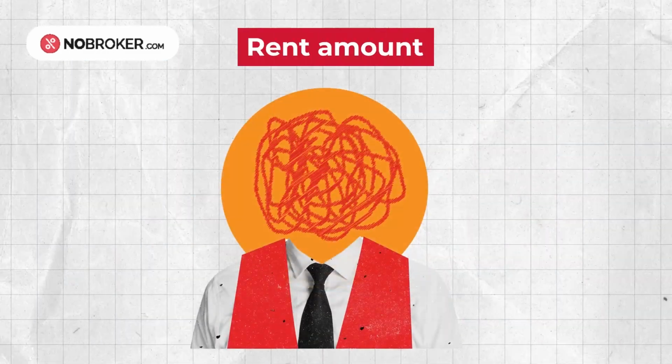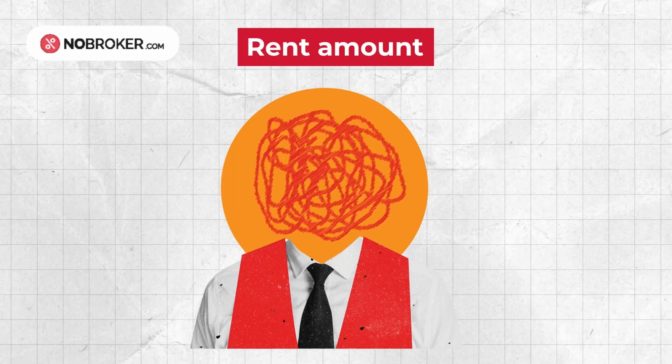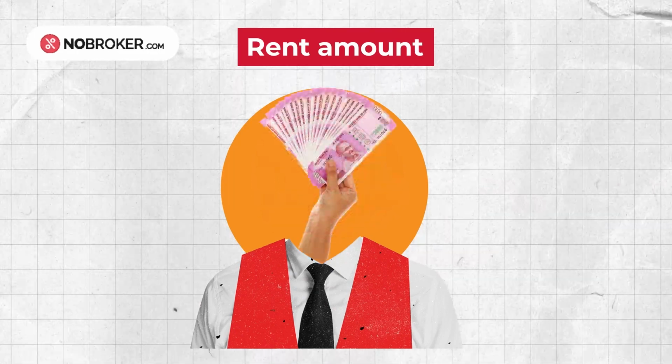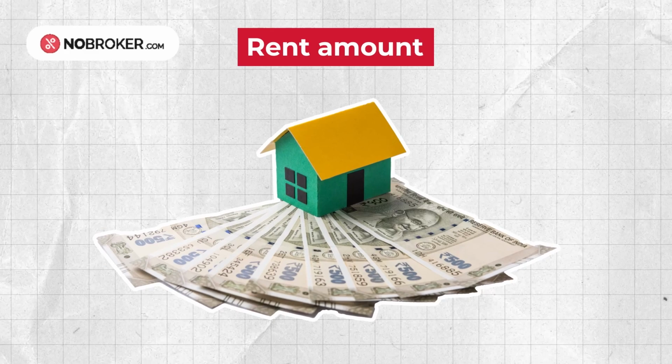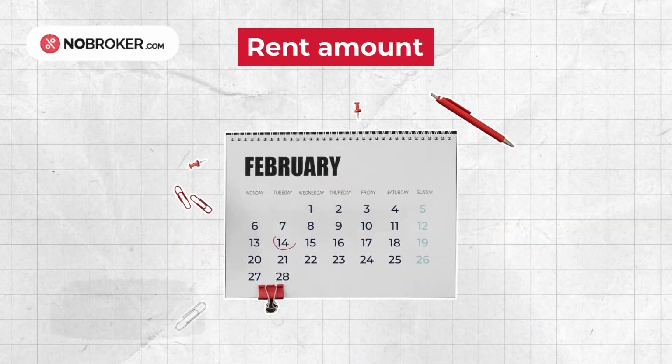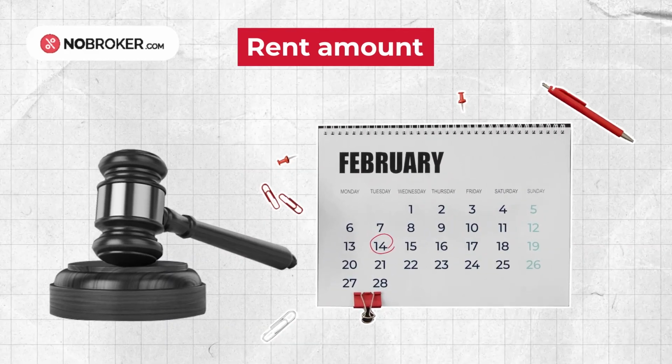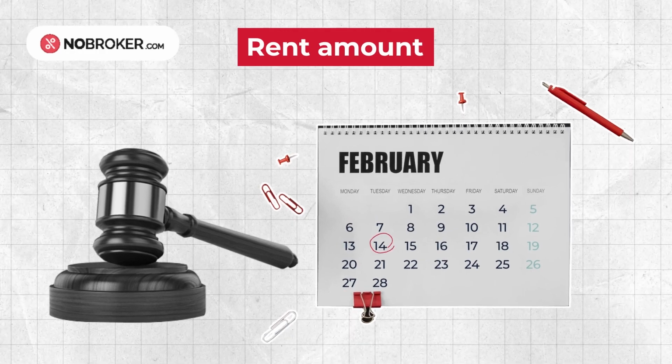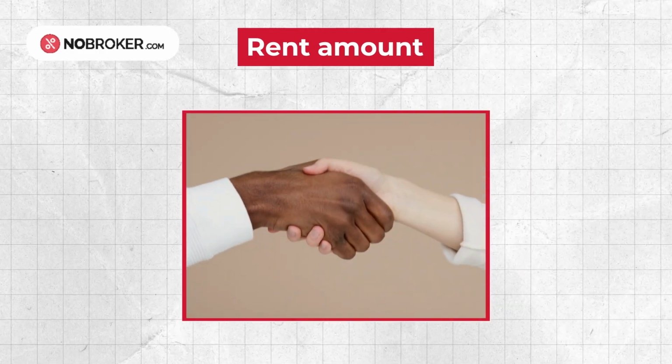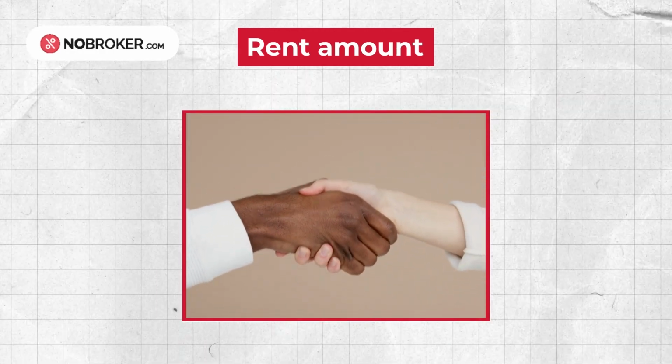Next is rent amount. The rental amount or installments that have to be paid should be specific. The sum of the money needed to be paid every single month, the date and the punishment statement for any late payments should also be mentioned. This is done so that both parties know clearly what needs to be done.